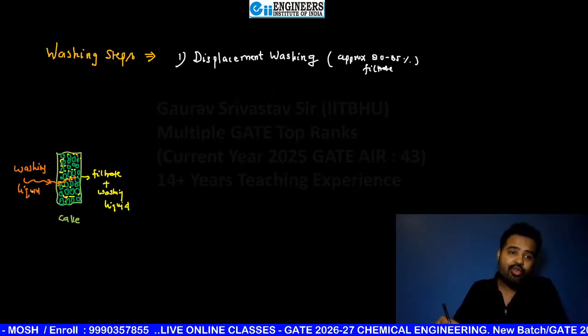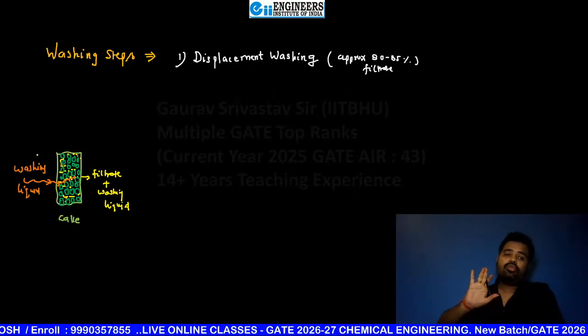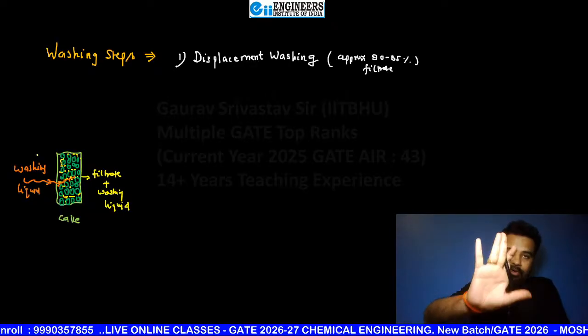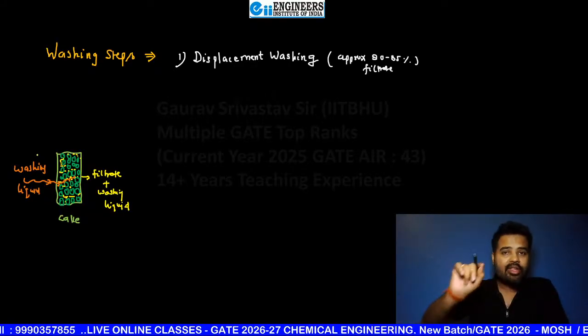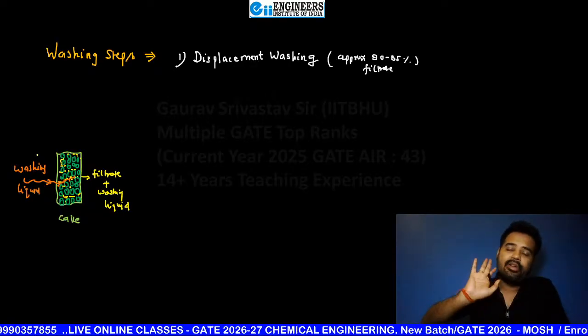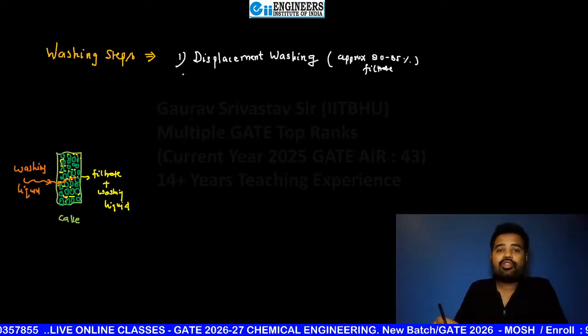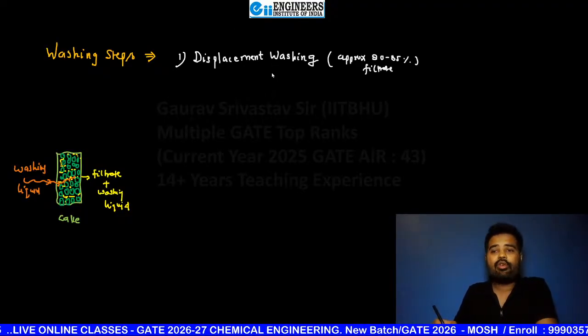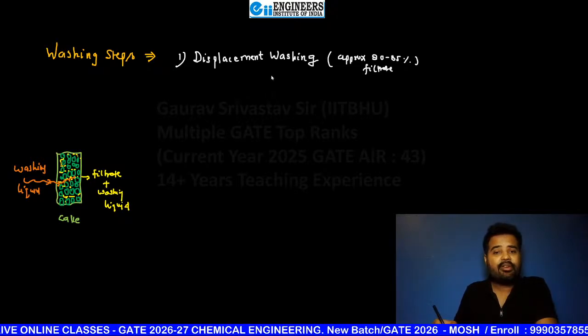So what you are doing here is, the washing liquid takes place, and you are displacing the filtrate that is trapped inside your cake with the help of that washing liquid. This type of washing is known as displacement washing.